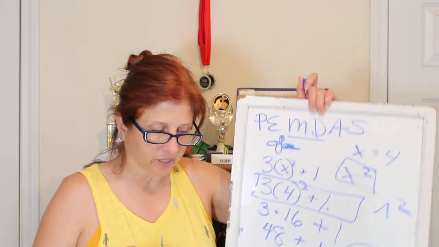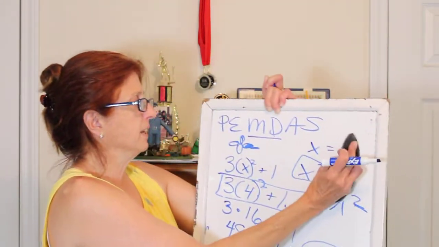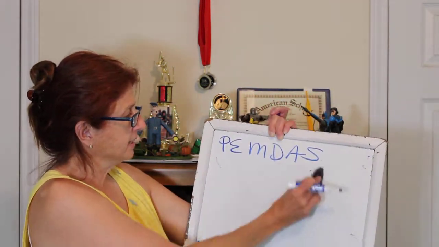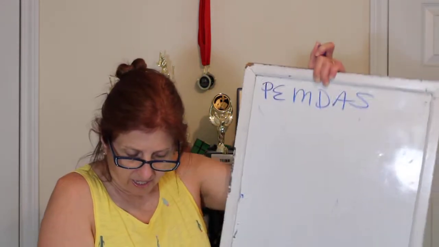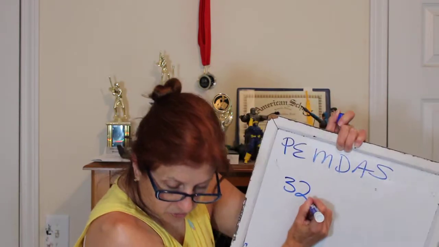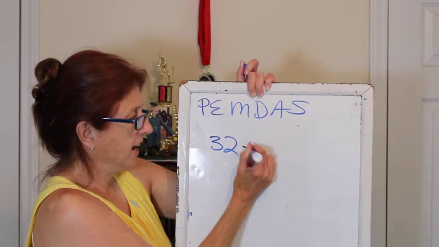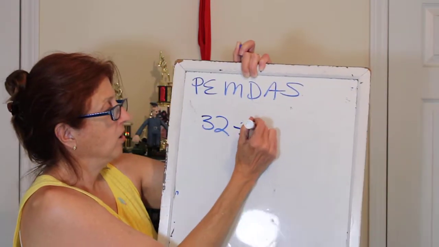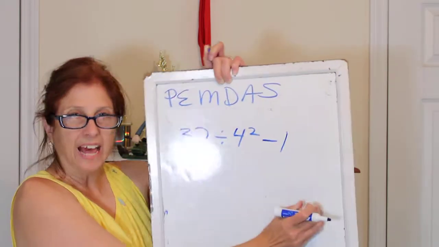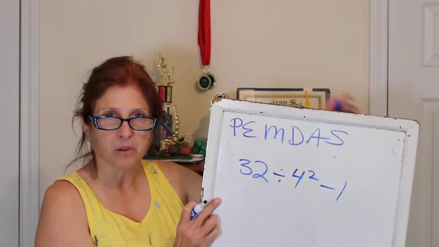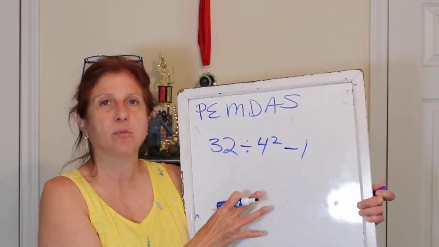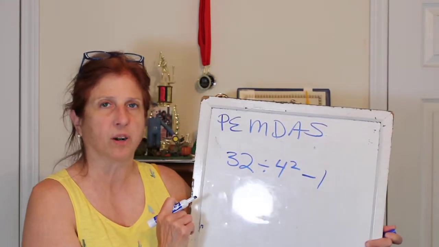Okay, here is another one, an order of operation problem. Some people call it PEMDAS. Please excuse my dear Aunt Sally. Okay, here is another one. It's 32 divided by 4 squared minus 1. And see, in reality, you would never get this problem. It would be given to you with grouping symbols.